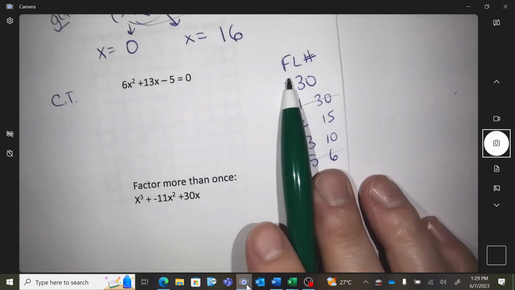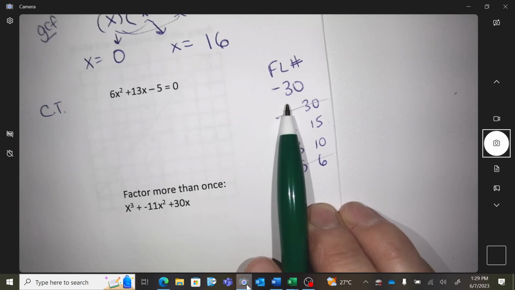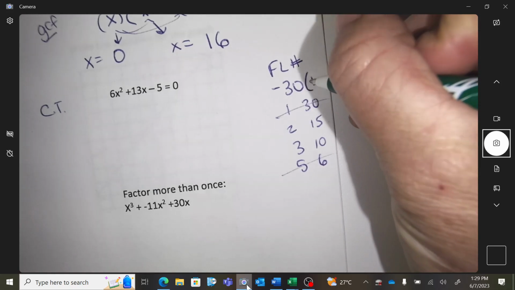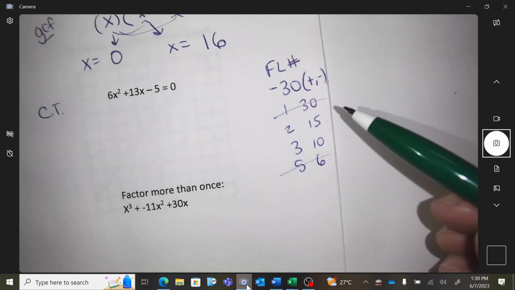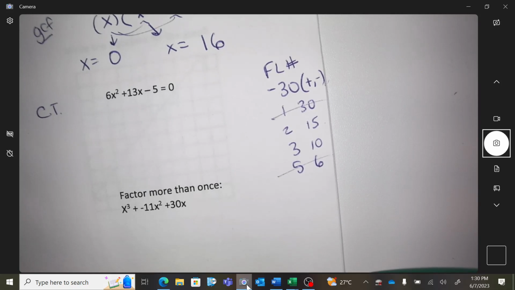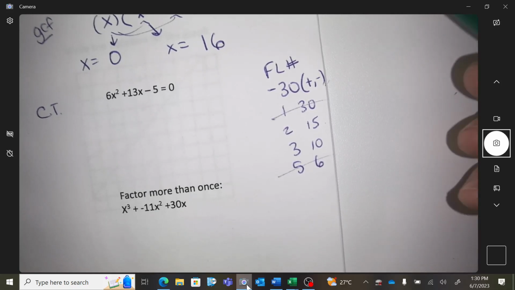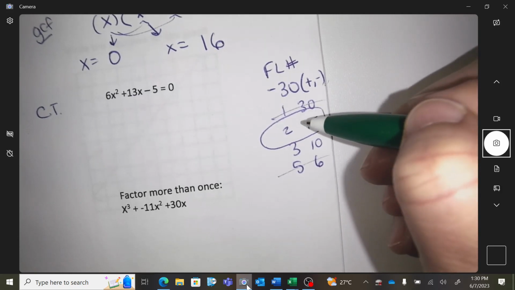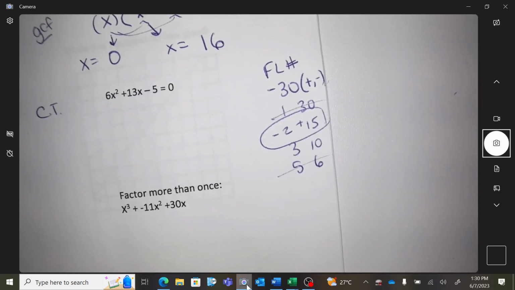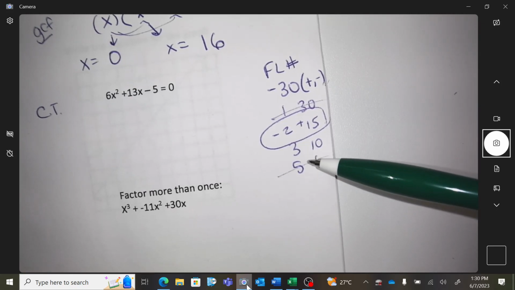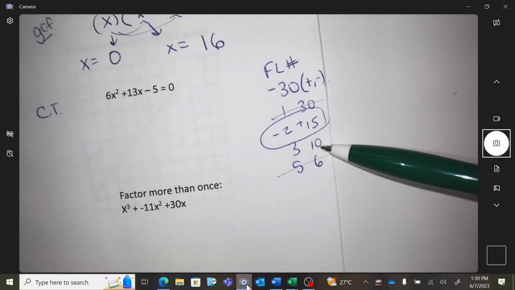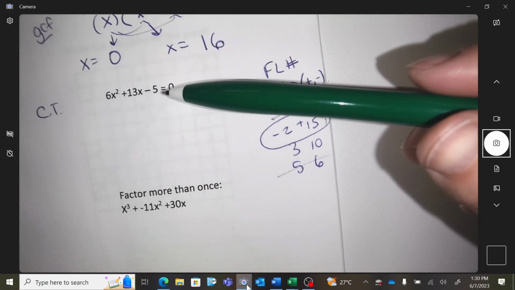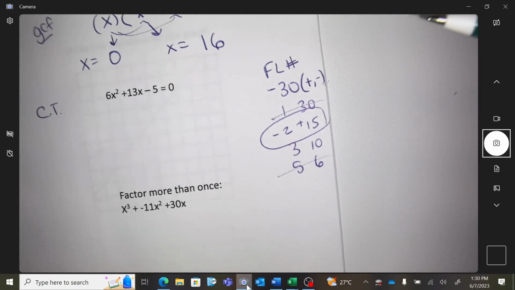Let's go back to our flow number. It was -30. So what do you know about signs if it's negative? One's positive and one is negative. So which set do you have to pick to make 13? 15 and 2. You have to pick 15 and 2 to make 13 with a positive number and a negative number. So the 10 and 3, to make that 13, they would have both been positive, and now I'm not getting the -30.